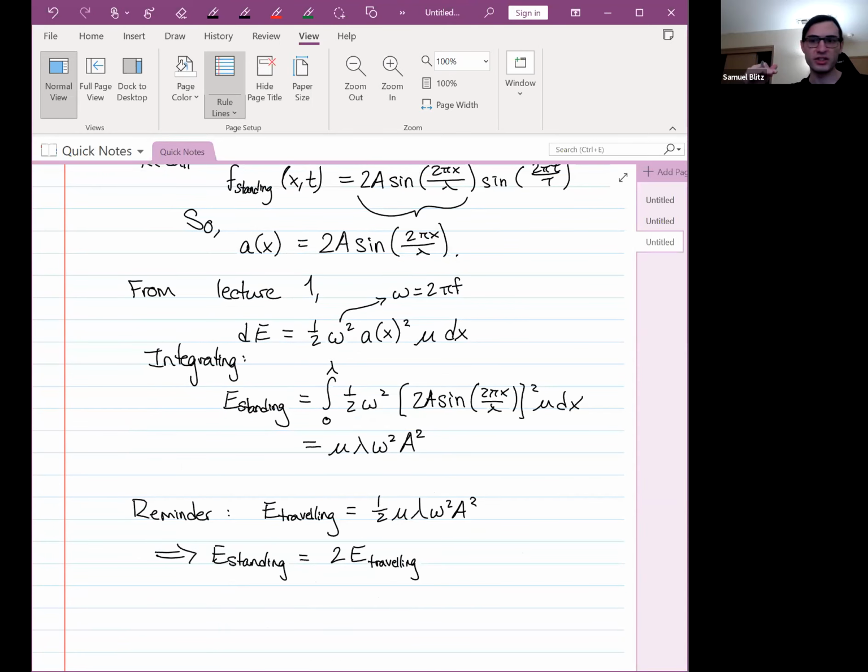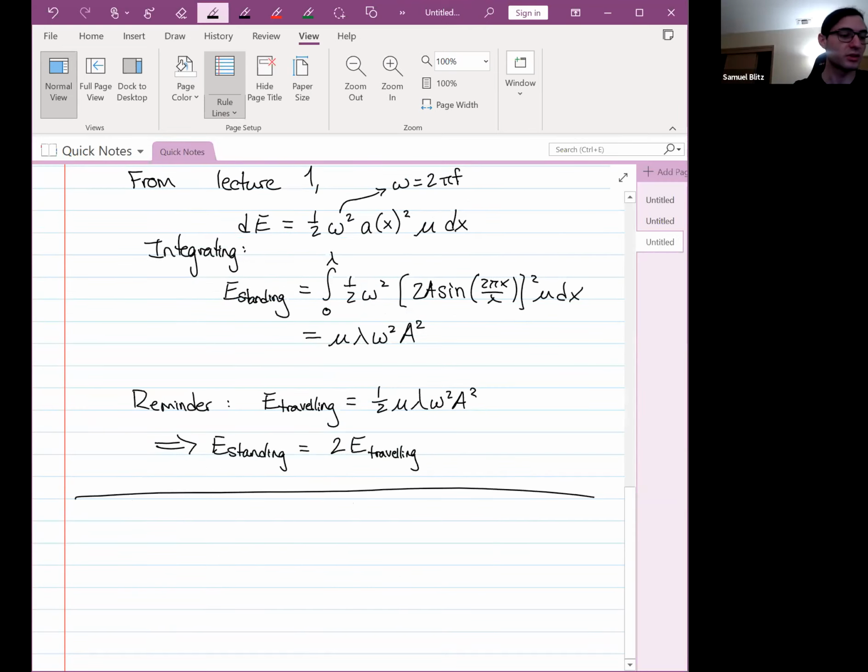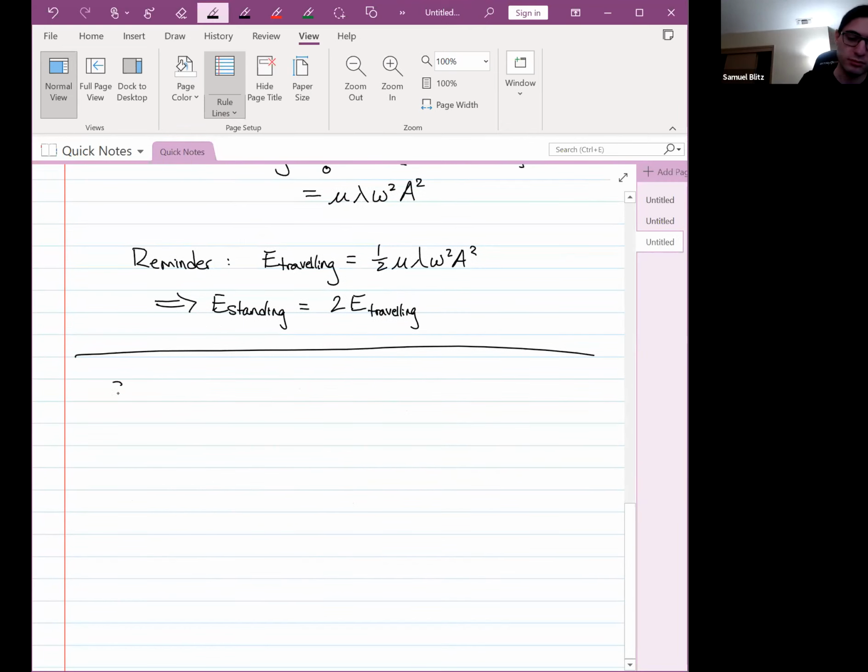So that's going to put an end to standing waves and waves on strings, mostly. We're still talking about waves, but we're going to talk about sound. Sound is a type of wave. So this is the beginning of chapter 2. So let's talk about sound.